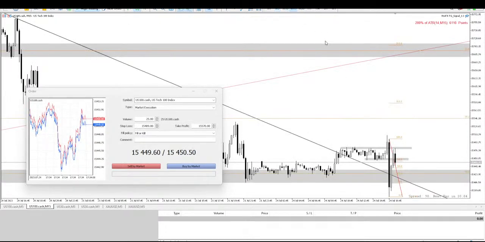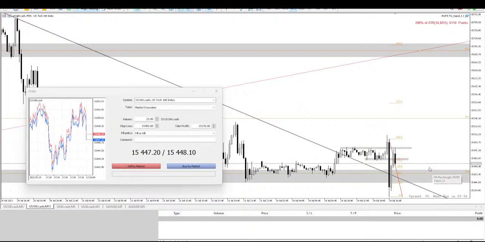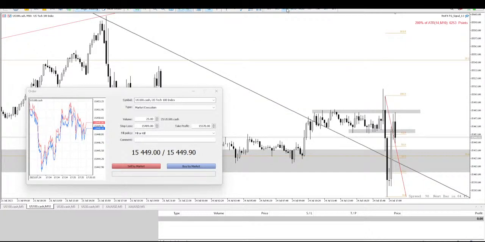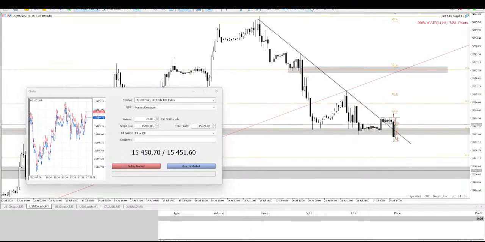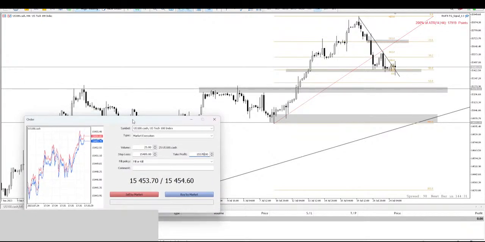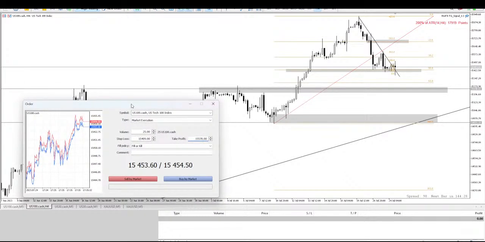Okay, so what are we looking at here now? Still above this level, so if we do come back down and test this area, and if we get some bullish signal, could look for a long. Breaking back below, then we need to probably look for a short. Four hours showing some nice rejections off of this level here.